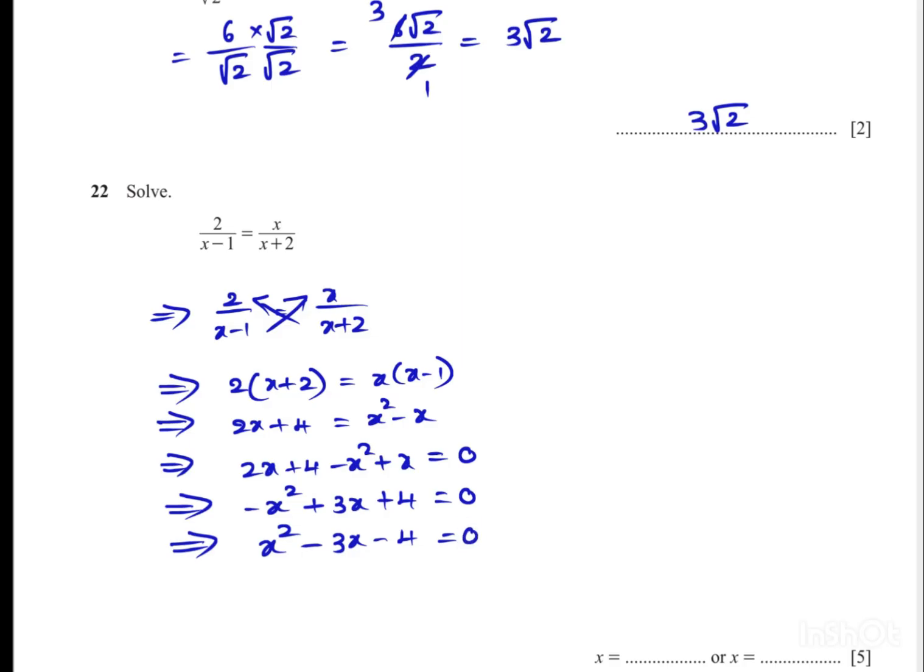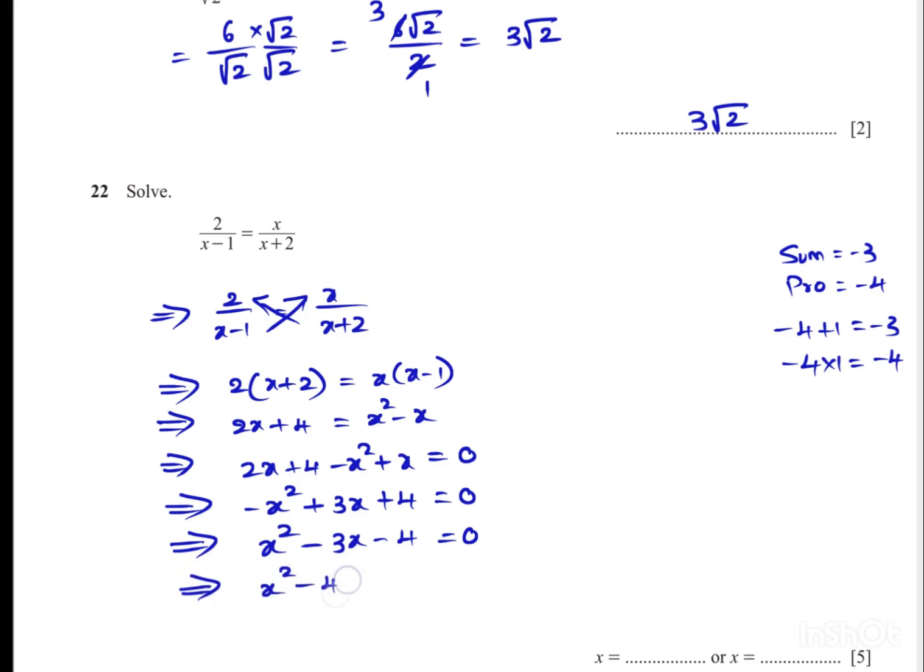Then the quadratic equation you can solve by factorizing, splitting the middle term. So the sum of the two numbers must be minus 3 and the product of the two numbers must be minus 4. So it can be minus 4 plus 1 as minus 3, and minus 4 into 1 is minus 4. So the numbers are minus 4 and plus 1.